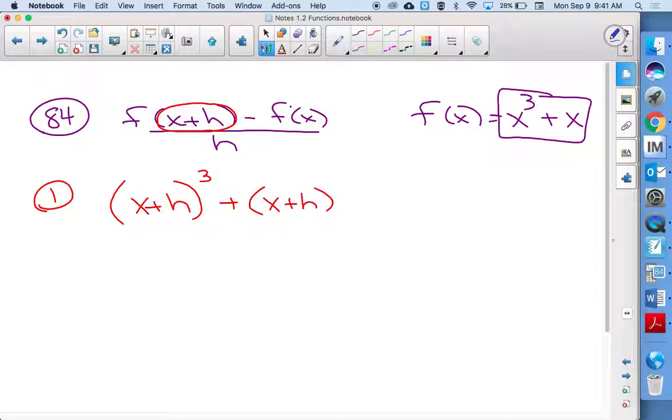This is a cubed value. What does it mean if you have x plus h cubed? It means x plus h times x plus h times x plus h. So it means that we have to multiply those together 3 times. See if you can get those to multiply together. FOIL those three parentheses together.